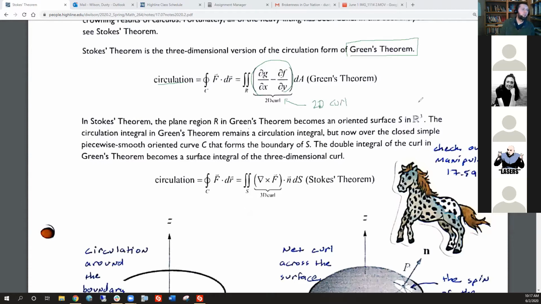In Stokes' theorem, the plane region that was in Green's theorem becomes an oriented surface. Remember, oriented surface means not a what? That funky loop that has one side. Yeah, exactly. Not a Mobius strip.